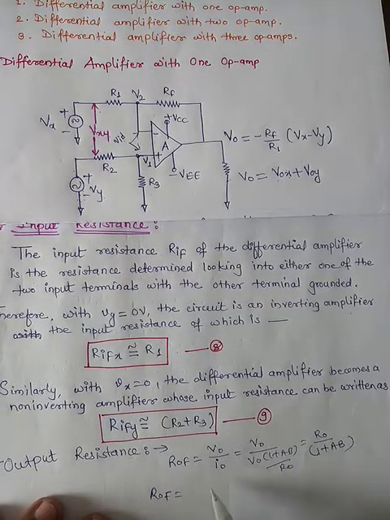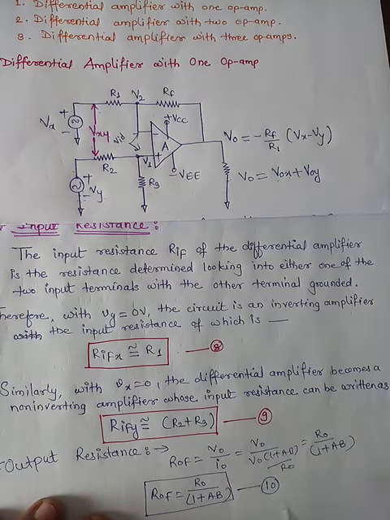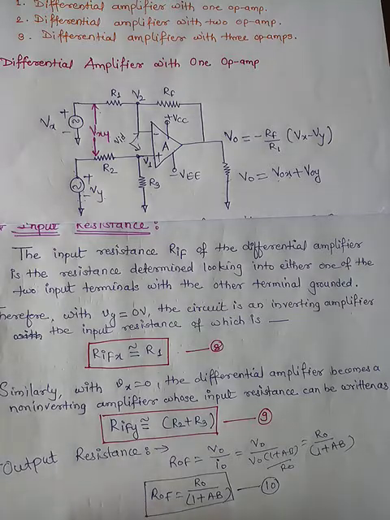That is, the output resistance with feedback is similar to the output resistance of the inverting amplifier with feedback, or the output resistance of the non-inverting amplifier with feedback. Make this one as equation number 10. So the same parameters we can apply here, as this configuration is having both of the input terminals.